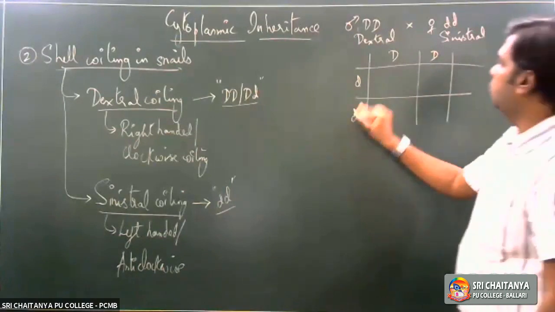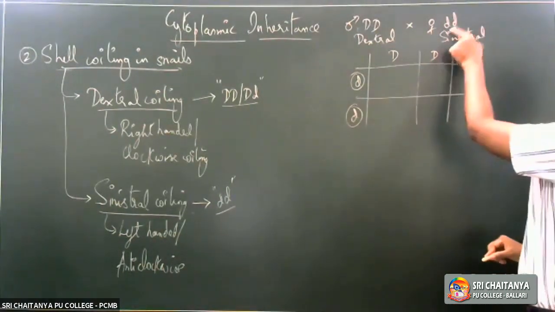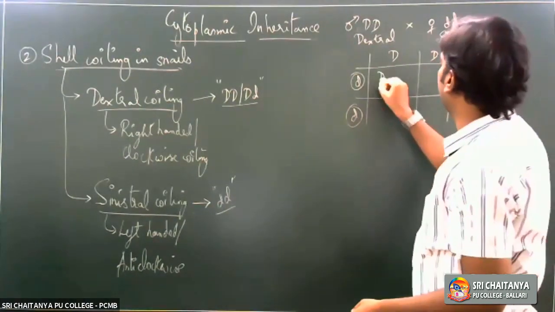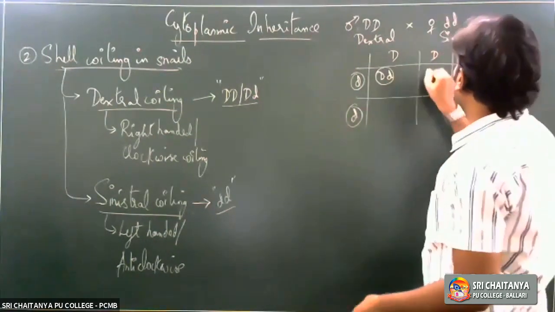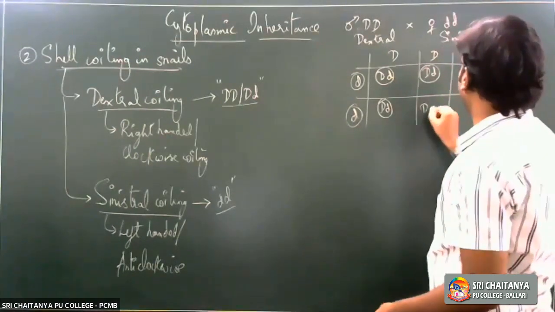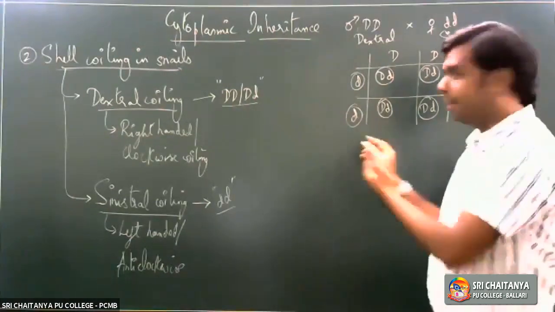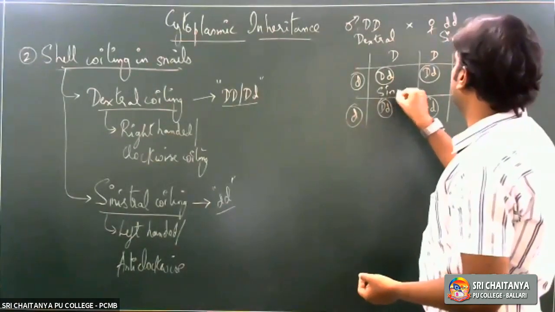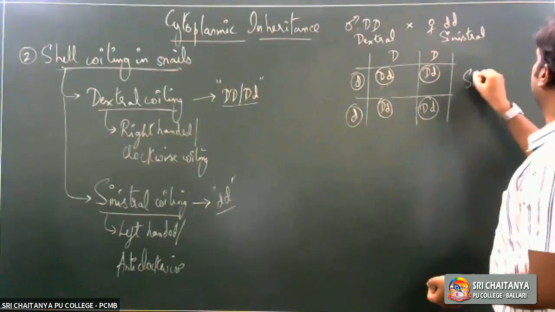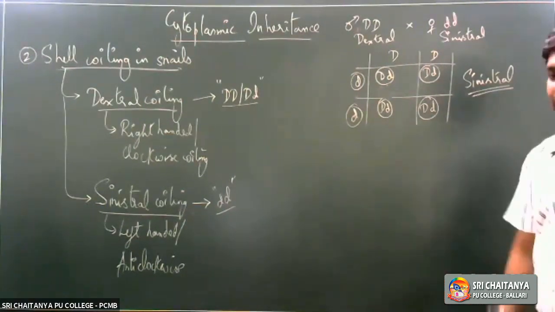Right. Now this small d is the egg from the female. Since it is the egg from the female, and it is a recessive condition, there are no proteins being formed here. So the offspring here would be capital D small d again. So all four will be capital D small d, right? And all four would be showing which type of coiling pattern here? It would be sinistral type of coiling pattern, that is left-handed coiling.